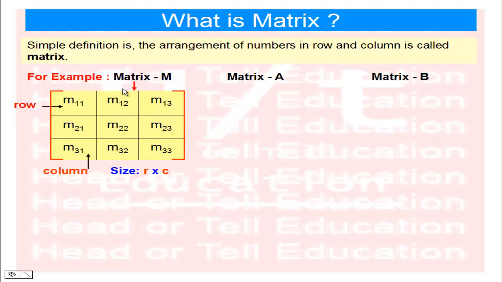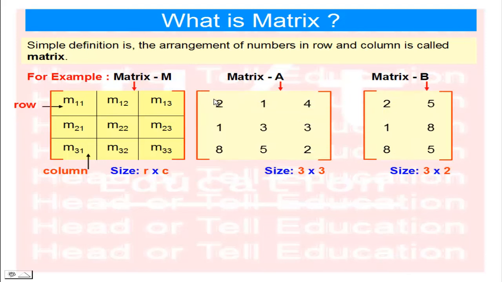Okay, so we see the same structure by using numbers. So here we have matrix A. So I arrange the numbers in rows and columns: 214, 133, 852. So this matrix has 3 rows and 3 columns. In matrix B we have 3 rows and 2 columns.